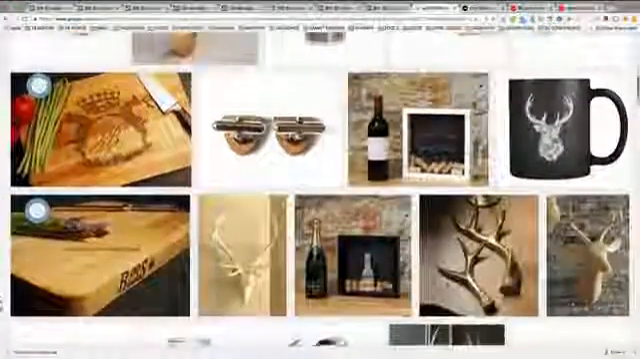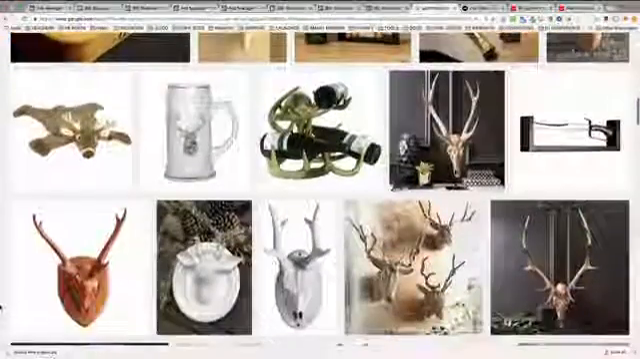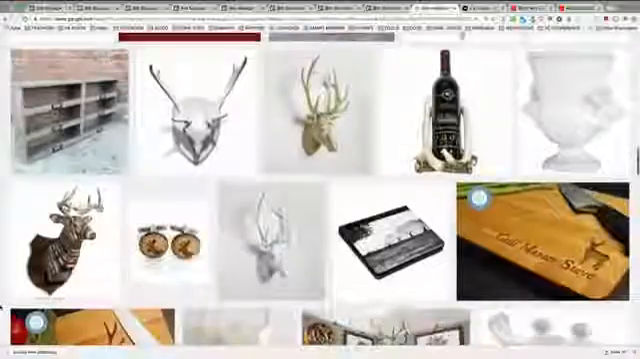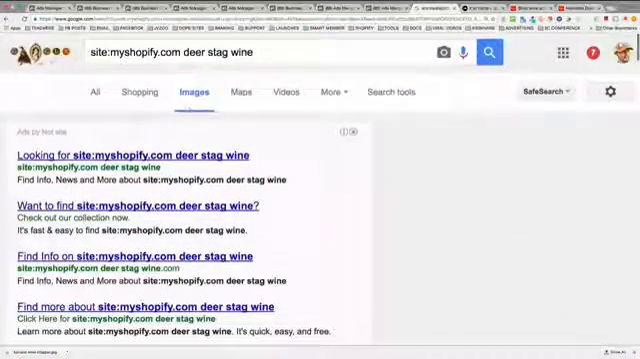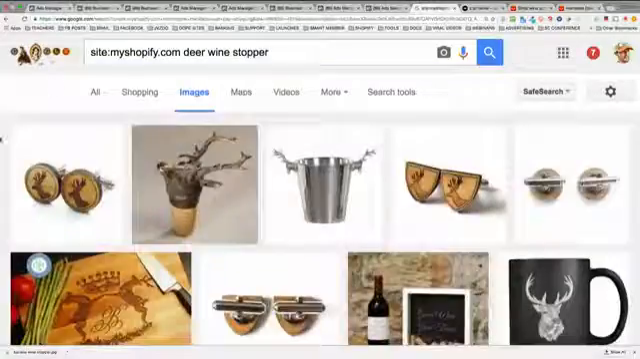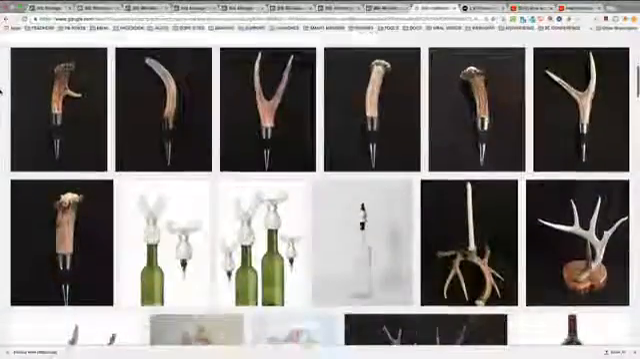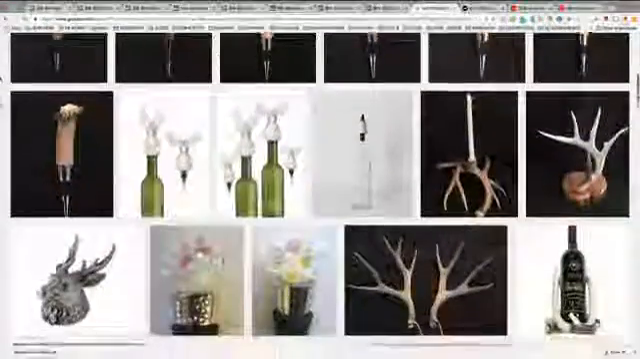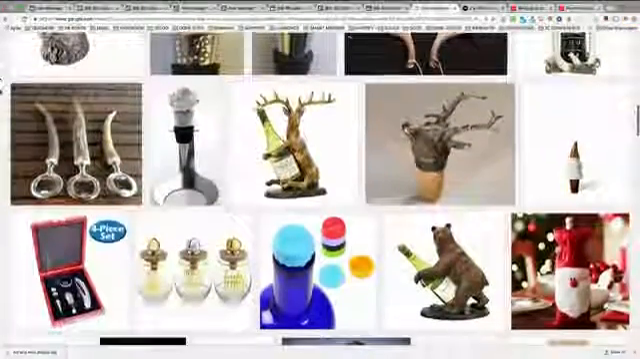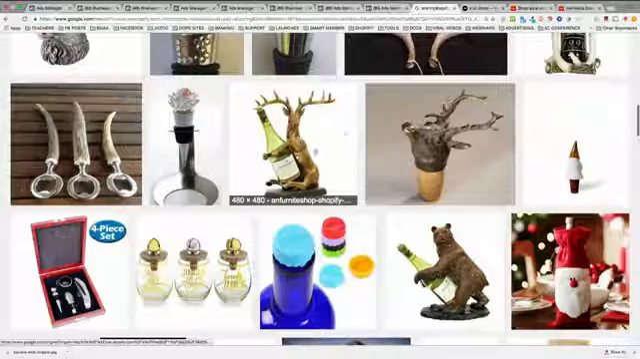And now you can actually start to see a lot of cool ideas too. You know, deer, stag, wine. You see all this deer-related stuff. And then on top of that, you can maybe do a little better. So instead of deer, stag, wine, maybe deer, wine, stopper. And there are all these different kinds of things. These are people selling these on Shopify. So these are just a bunch of pictures. And now look at the creative items you could also sell.